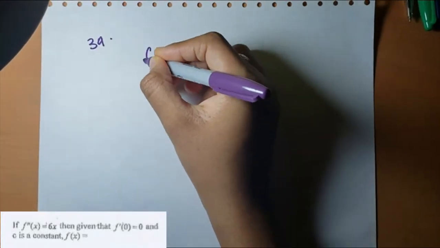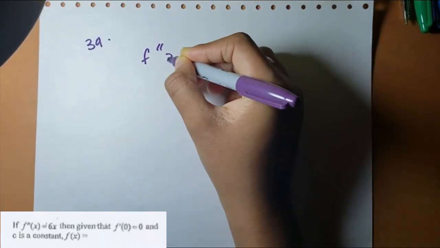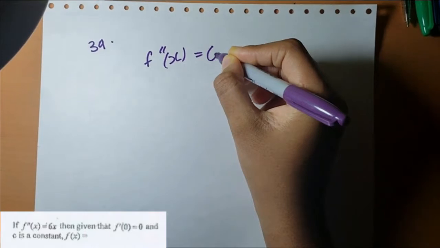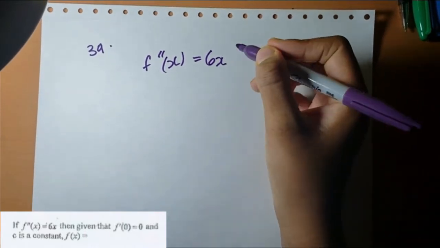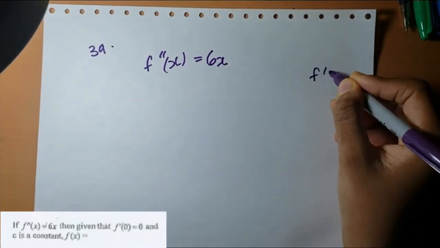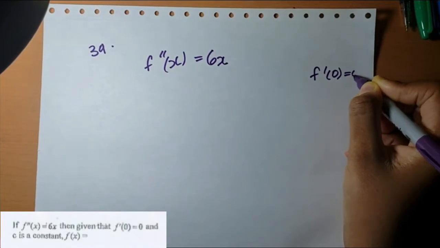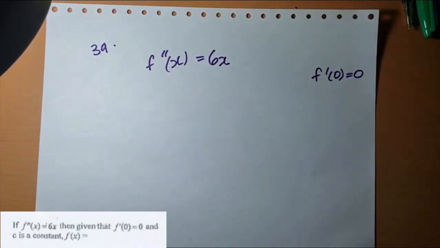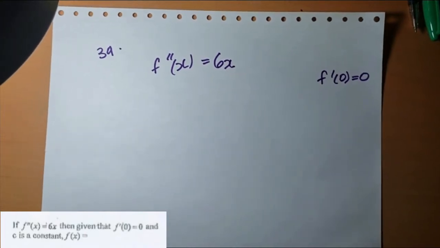We're given that f double prime of x, that's just a second derivative, is equal to 6x. And we're told that f prime of 0 is equal to 0 and c is a constant. So we're being asked to find f of x. So basically what we need to do is integrate 2 times.